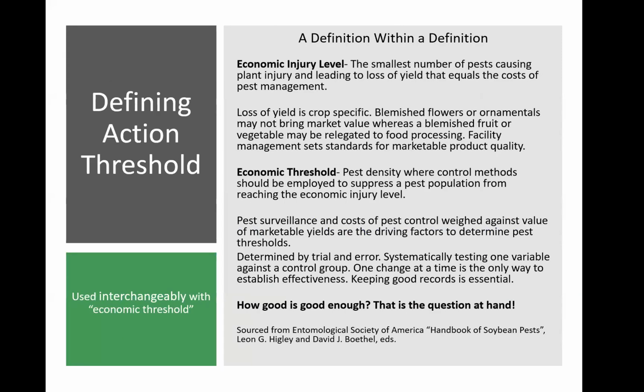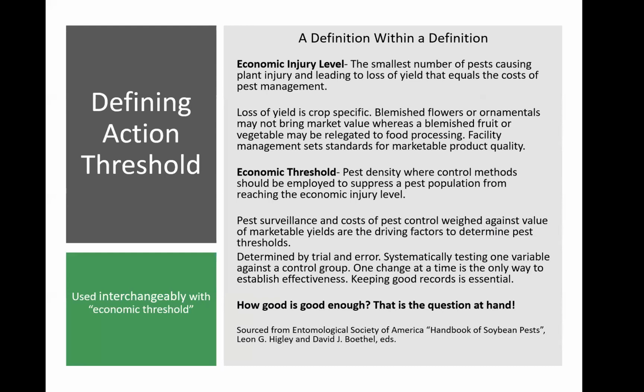So for defining action threshold, this is often used interchangeably with economic threshold. You'll see both. But it really is a definition within a definition. So first we have economic injury level, and that's the smallest number of pests that are causing plant injury and leading to loss of yield that equals the cost of your pest management strategy.